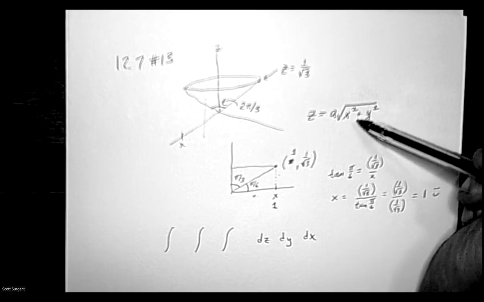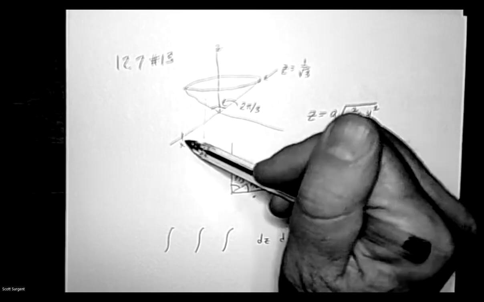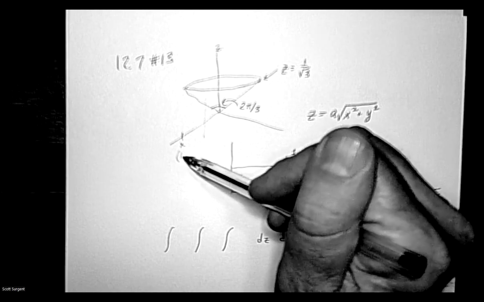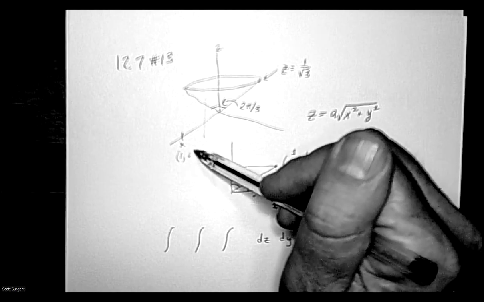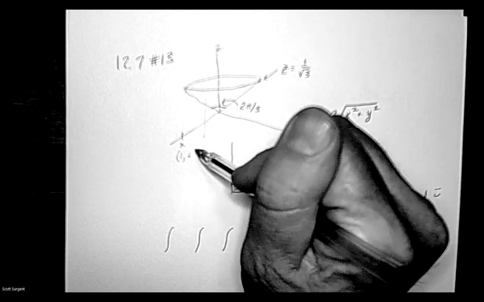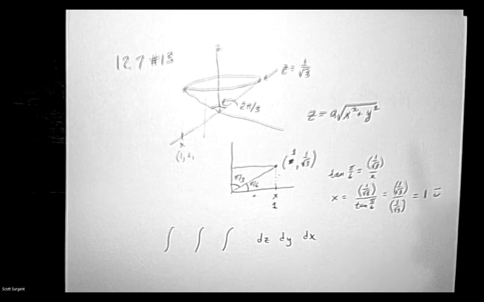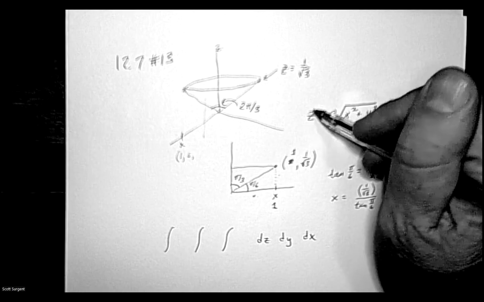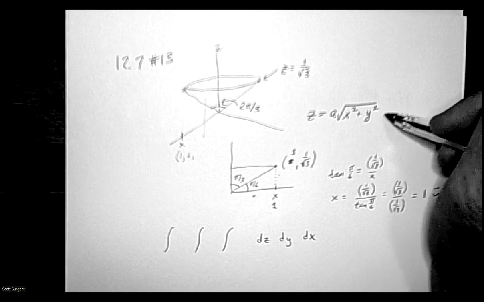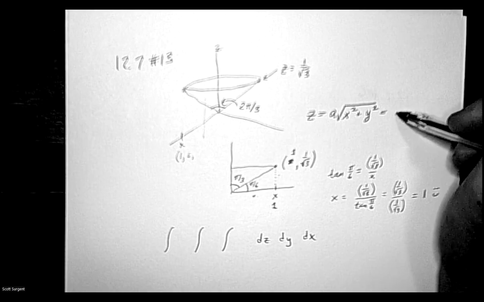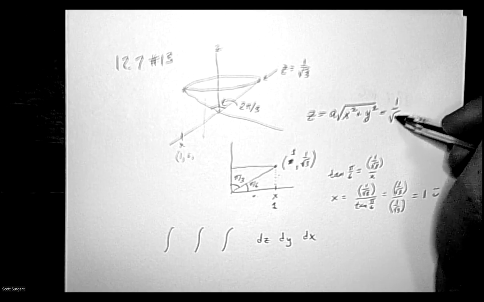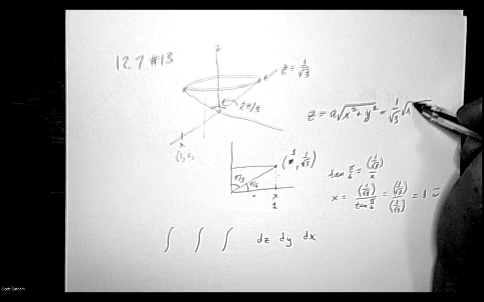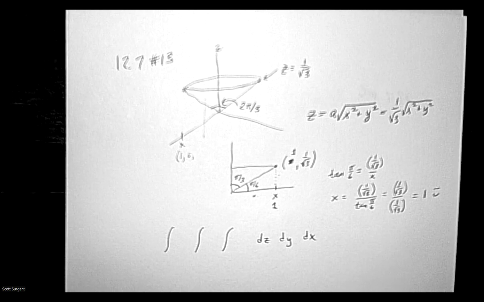So what I'll do is I'll use this point that I was already playing with. x was one, y was zero, and then z was one over rad three. If x is one and z is one over rad three, that means a is one over rad three. So the cone here is that. It looks ugly, but that'll do the job.